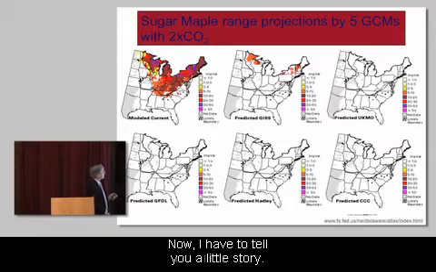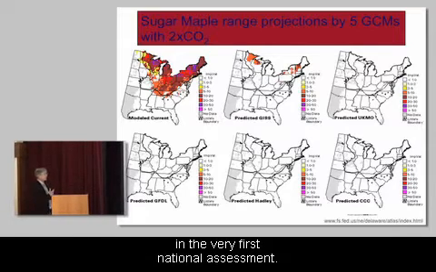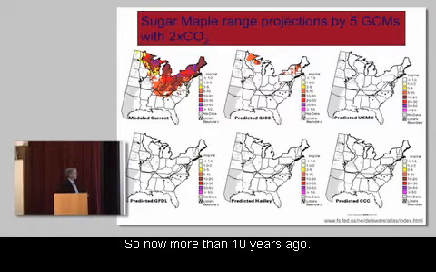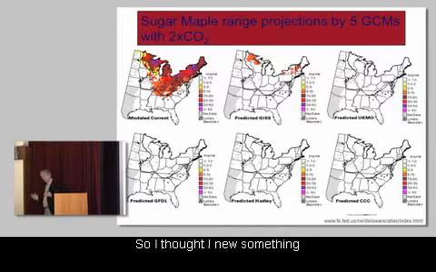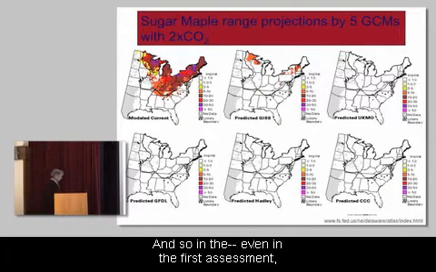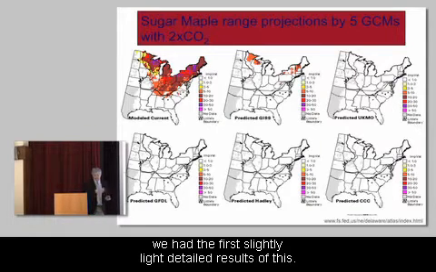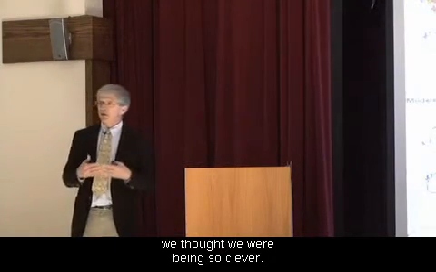Now, I have to tell you a little story. We did the first installment of this research, even in the very first national assessment, so now more than 10 years ago. And I grew up in New Hampshire, on the New Hampshire seacoast, so I thought I knew something about how important people thought sugar maple was. So even in the first assessment, we had the first, slightly less detailed results of this. We thought, all of us ecologists, we thought we were being so clever.